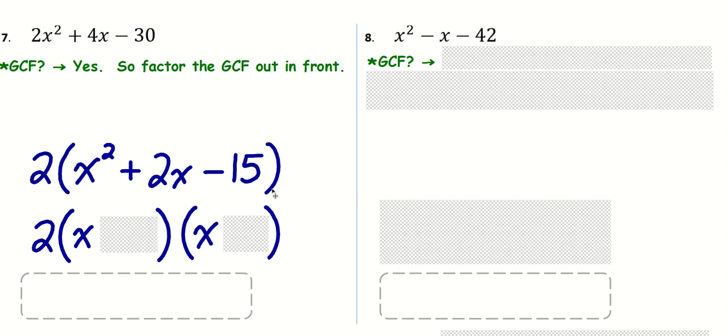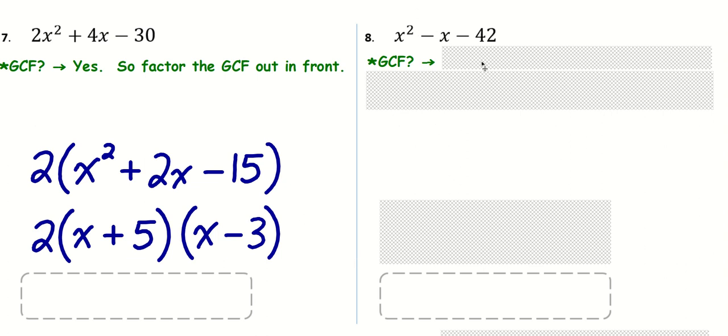Last chance. Negative 15. Well, to make a negative 15, I know at least, because I'm a genius, that one number has to be positive and one number has to be negative. It's the only way. Positive 5 and negative 3. Remember, don't forget to bring that factor of 2 down here for the final answer, because you have to.